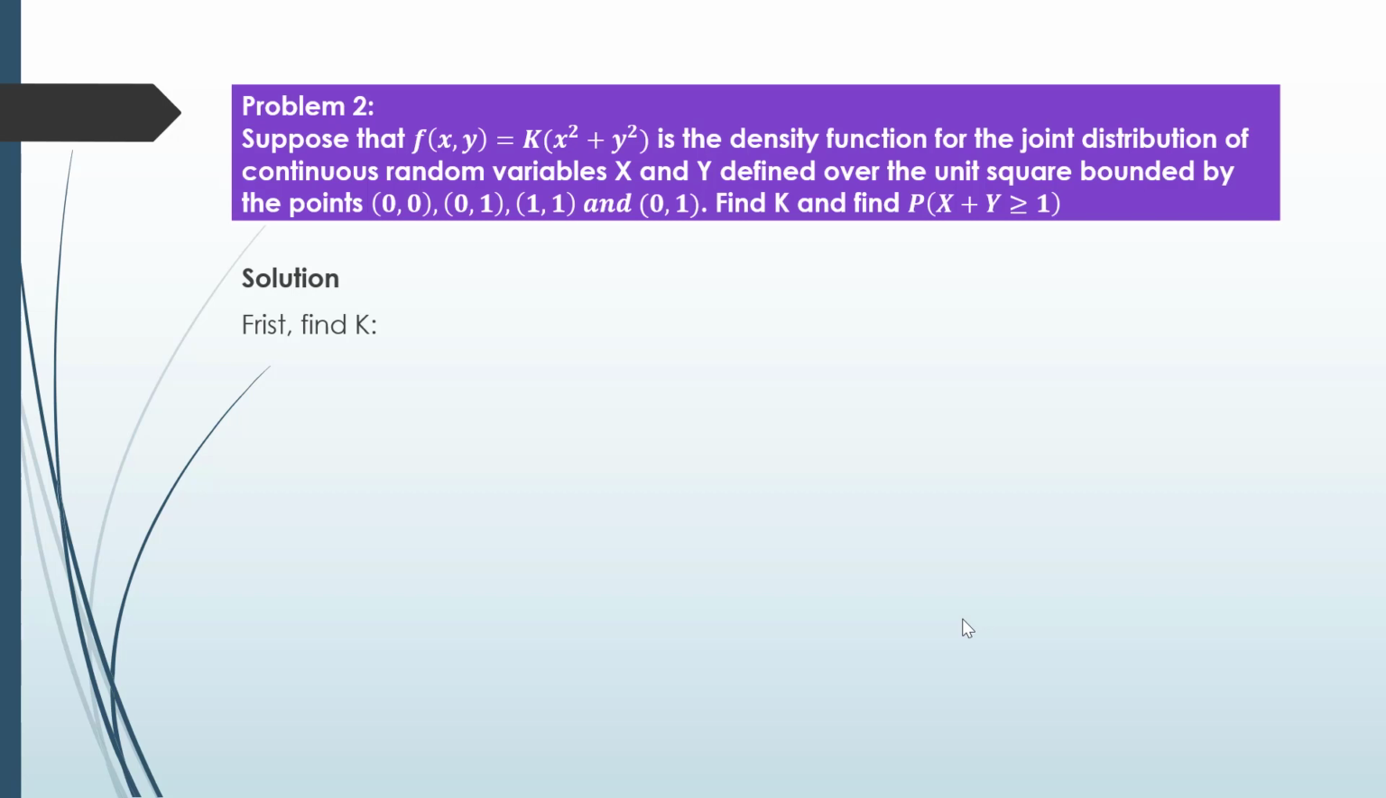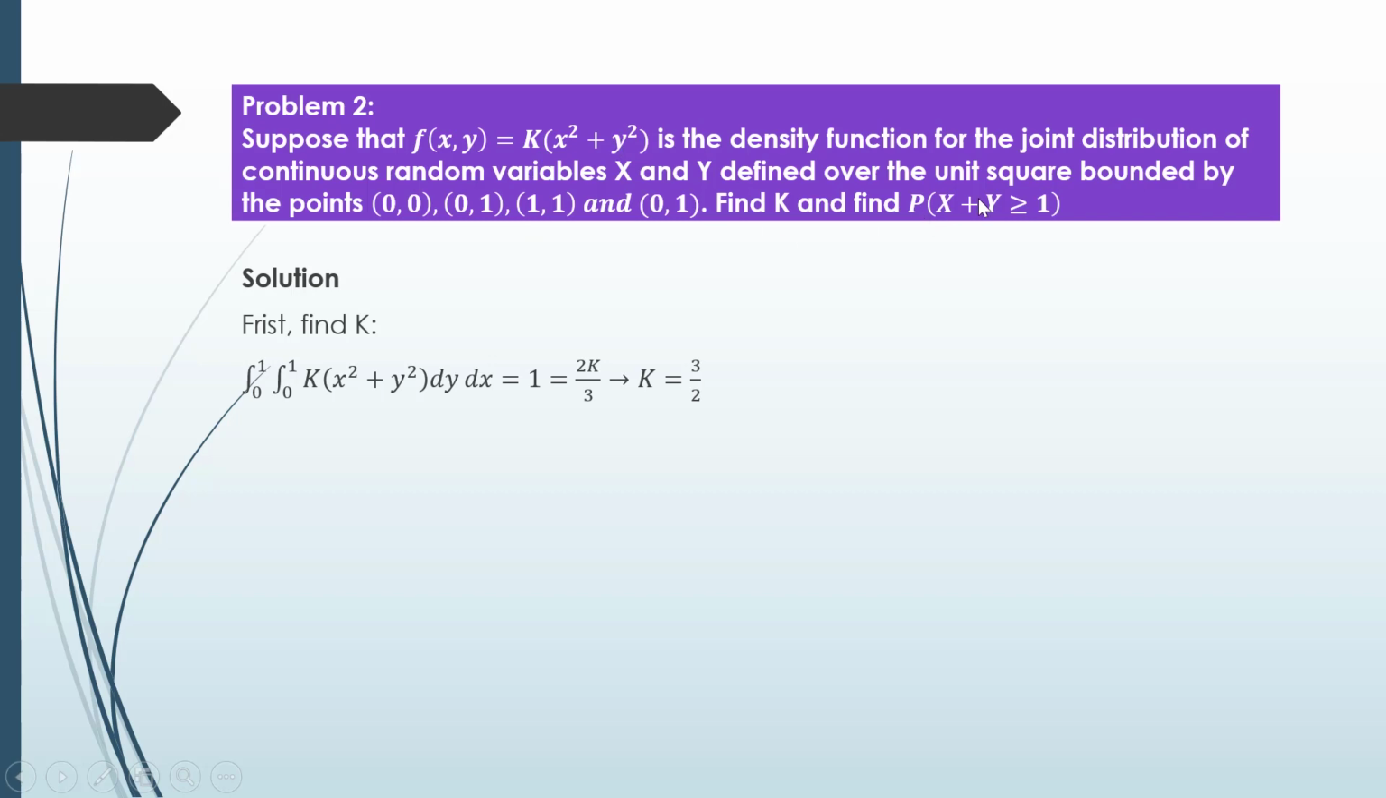So first we need to find k, and remember one property of the joint distribution function is that this is continuous, so the double integral of this joint distribution should be equal to 1. And this is basic calculus, so we compute this double integral. We got 2k/3 is the answer. So 2k/3 is equal to 1, so k is 3/2. And now we have k, so we have found the density function.